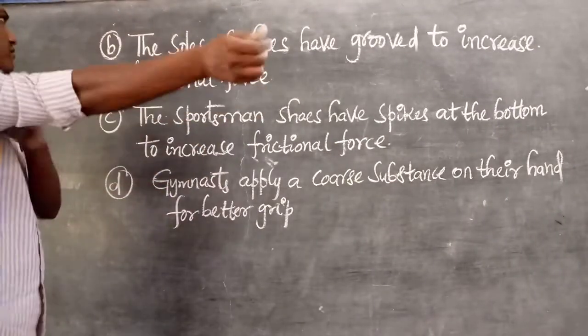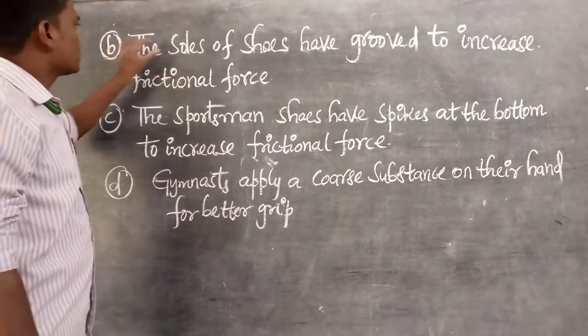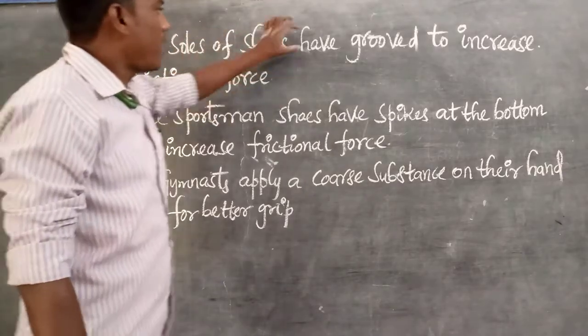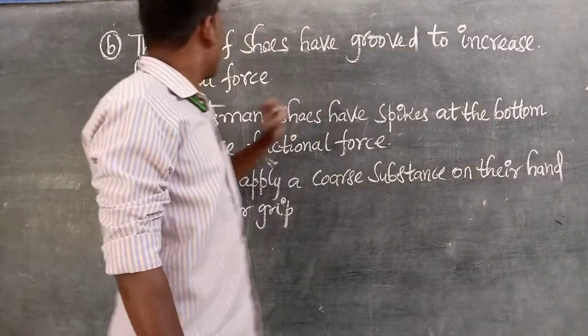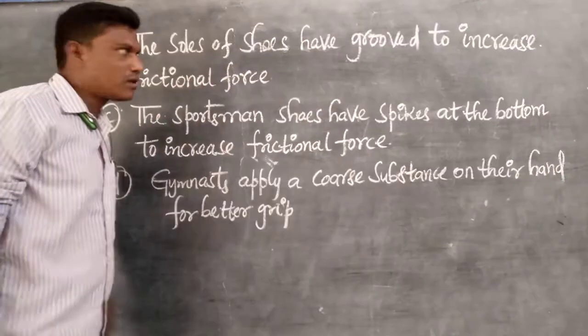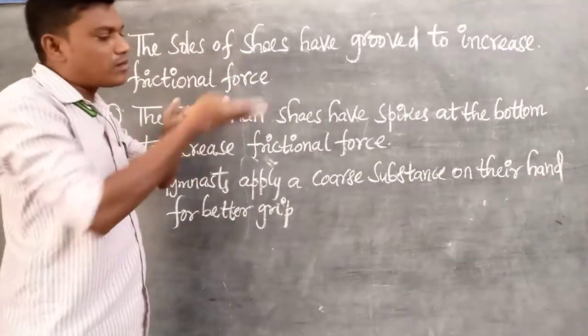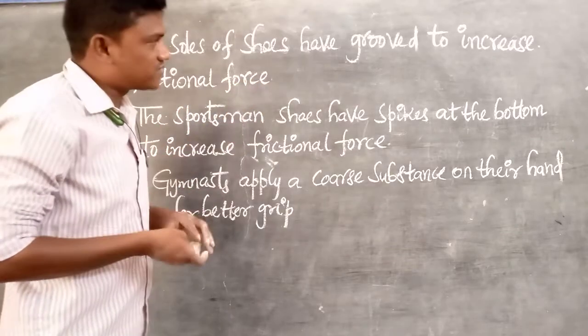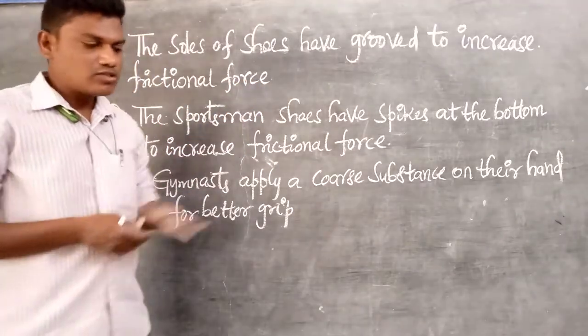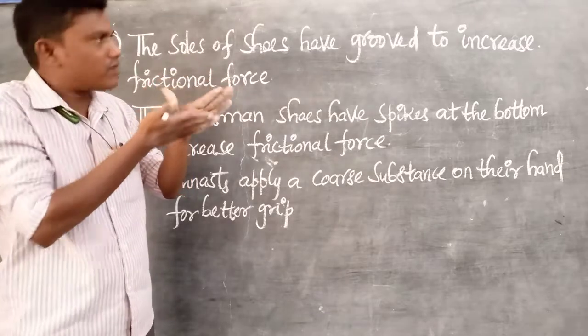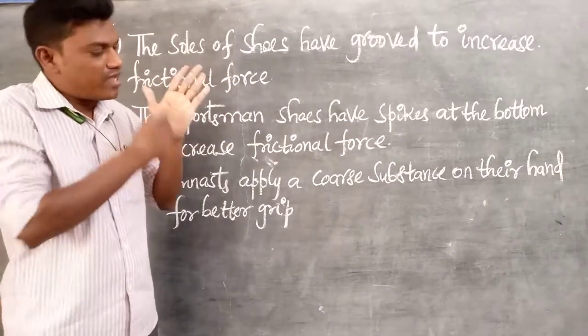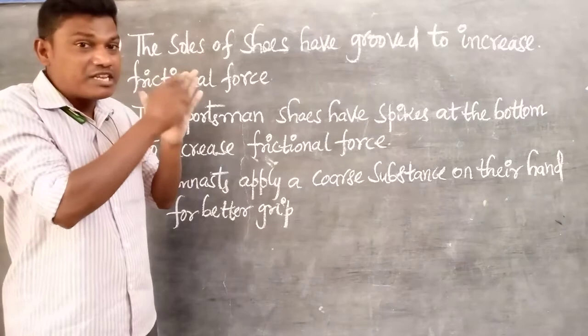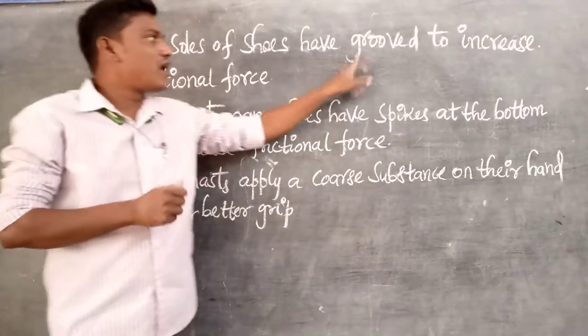So what is the second one? The soles of shoes have grooves to increase frictional force. Soles is nothing but the bottom of the shoes or the bottom of the slippers. You are observing that the bottom of the shoes or slippers has a special design pattern, which is called groove.